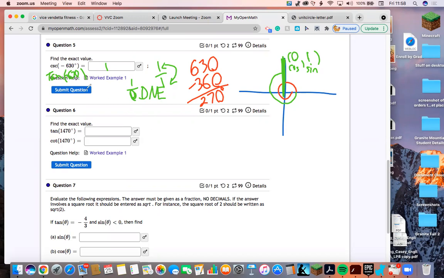D and E is the way they like that, you know. And then cotangent is, of course, upside down of that. So that's 0 over 1, which should be equal to 0. That's how you would figure these ones.